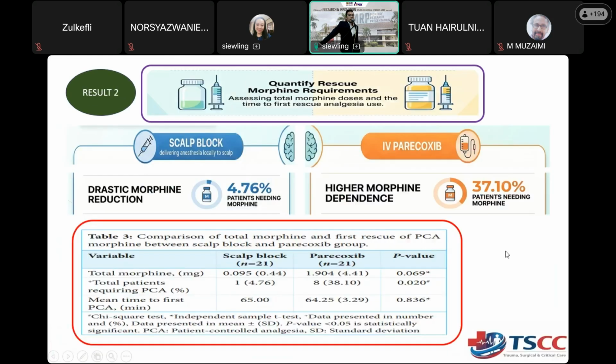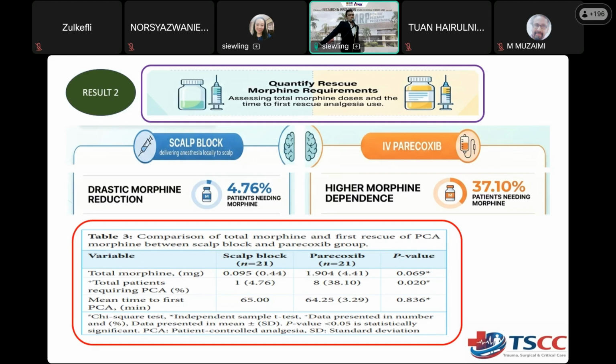The second thing, we're looking at the dose of morphine. Okay, in terms of total patients who require PCA, only one patient required PCA in the scalp block group, and 8 of them required PCA morphine in those given Parecoxib. And this shows a drastic reduction in morphine requirement in those given a scalp block. However, for the total morphine dose in each patient who pressed their PCA, there is no significant difference.